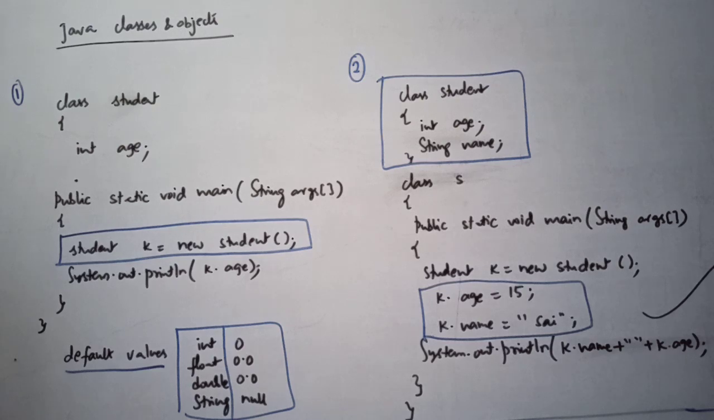System.out.println. Print and println both are different. Println is nothing but print with backslash n, that's what you use in C language. Backslash n takes you to the next line.